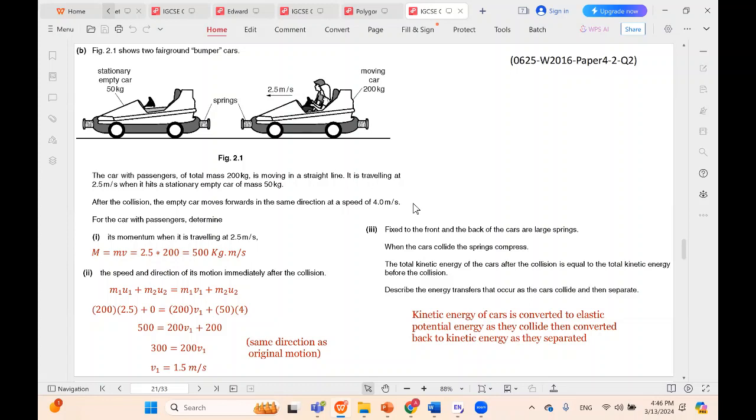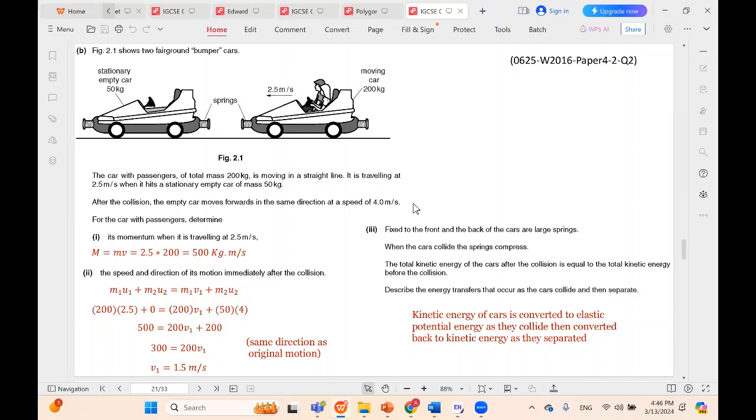Figure 2.1 shows two fairground bumper cars. The car with passengers of total mass 200 is moving in a straight line. It is traveling at 2.5 when it hits a stationary empty car of mass 50. After the collision, the empty car moves forward in the same direction at a speed of 4. For the car with the passengers, determine the momentum while it's traveling at 2.5. So we're given the mass and we're given the speed and asked to calculate the momentum.